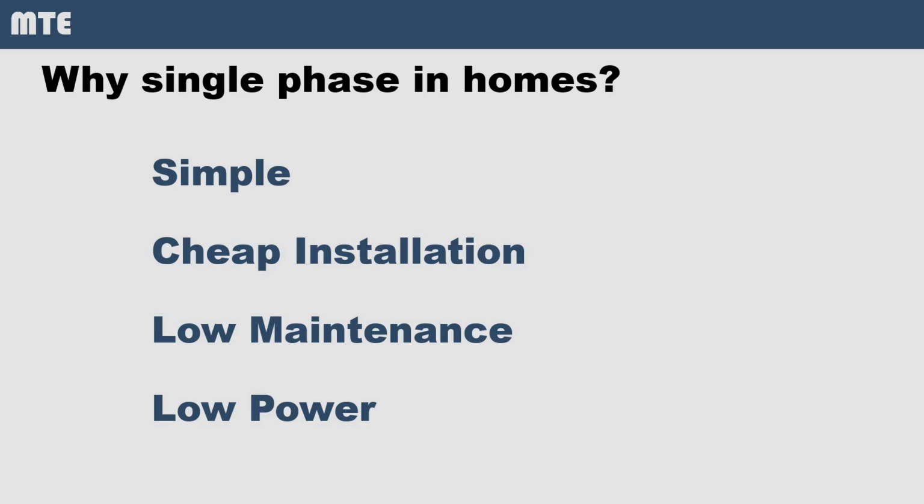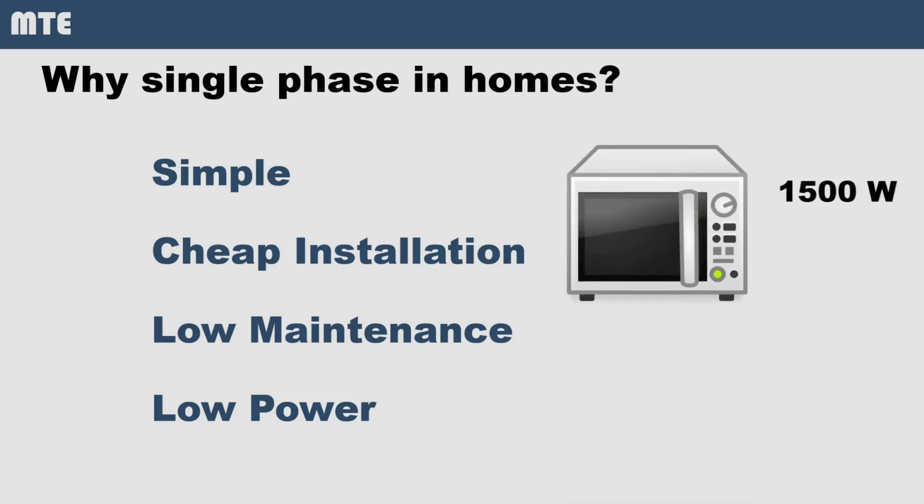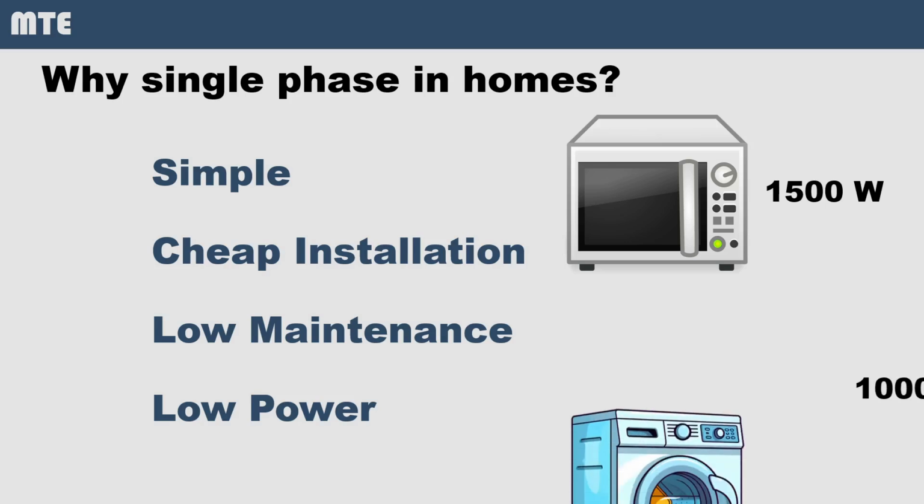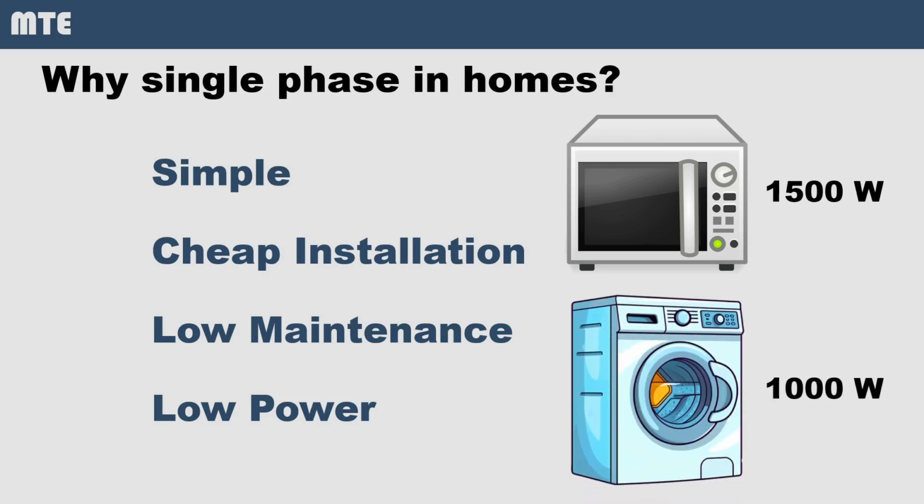For example, a typical microwave uses around 1000 to 1500 watts, and a washing machine might use between 400 to 1000 watts. These devices don't need the consistent power delivery of three-phase systems, which are designed for equipment requiring tens or even hundreds of kilowatts. The infrastructure in residential areas is built around single-phase power, which meets the needs of almost every home.